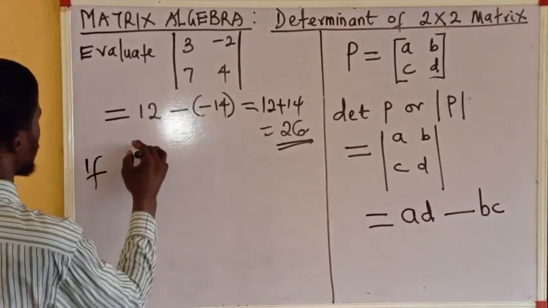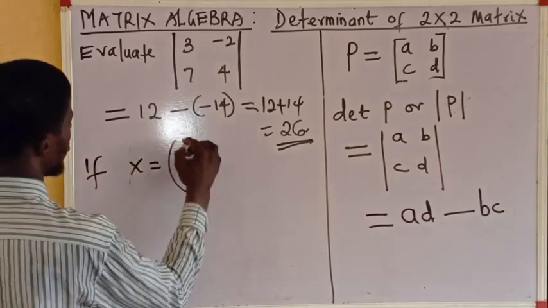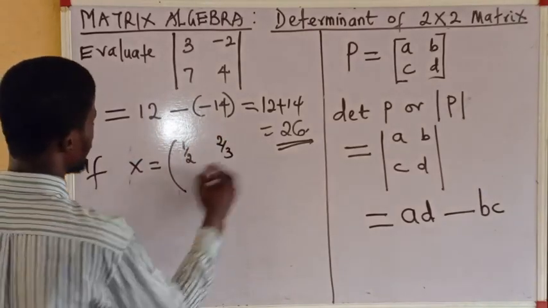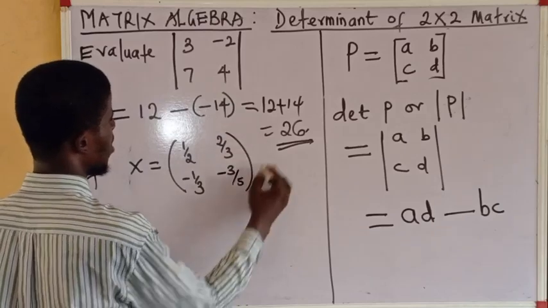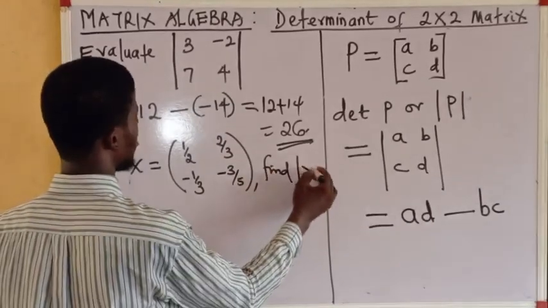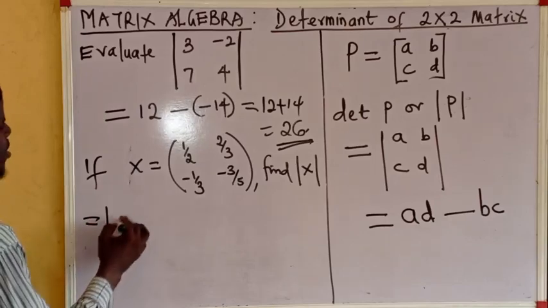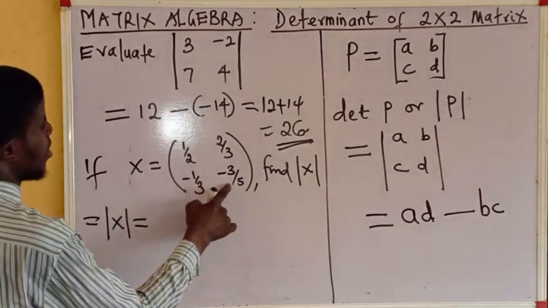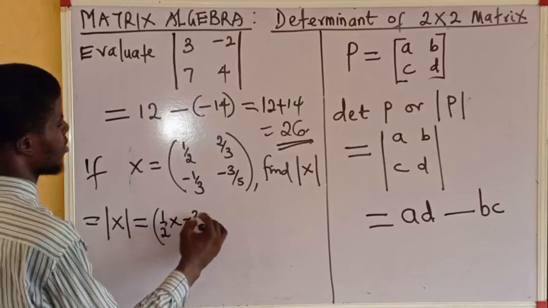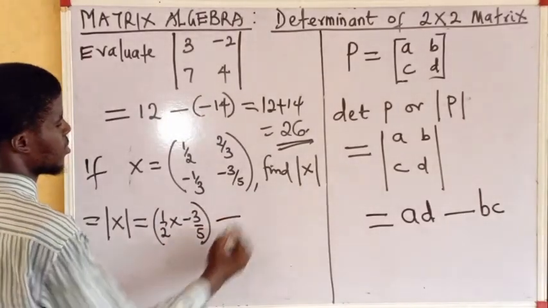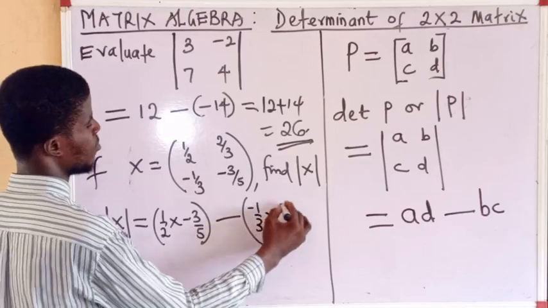If I have, let's say, x equal to 1 over 2, 2 over 3, minus 1 over 3, minus 3 over 5, I want to determine the determinant of x. All right, it's straightforward. The determinant of x is half times minus 3 over 5, minus, now multiply this: that's minus 1 over 3 times 2 all over 3.